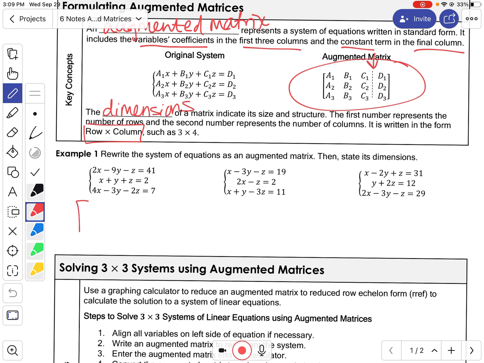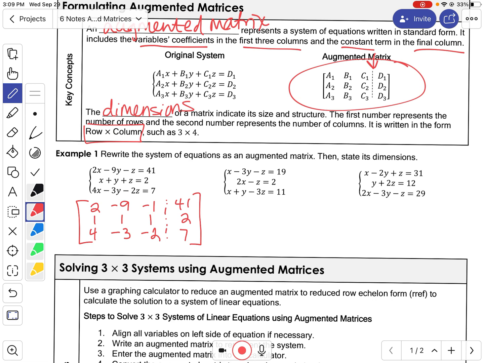So we're first going to fill in our coefficients. That's 2, -9, -1. And we have 1, 1, and 1. There's a 4, a -3, and a -2. Now, we're not finished. We're going to draw a dotted line to separate it, and then we're putting in our constants, 41, 2, and 7. Remember, constants are your numbers without a variable.